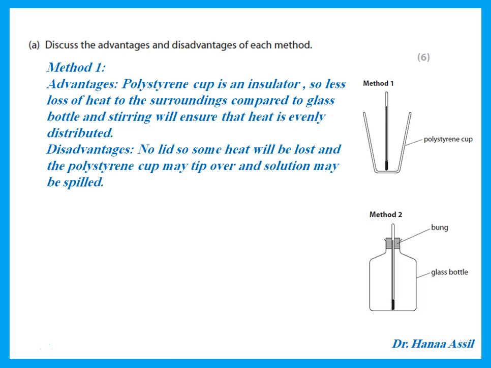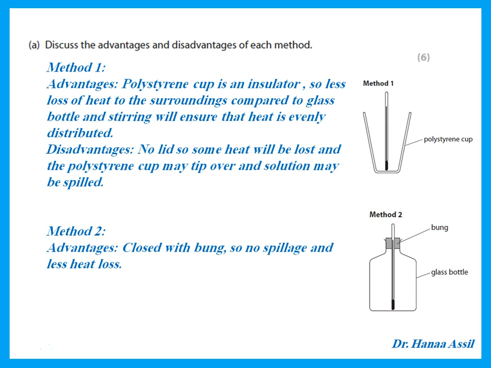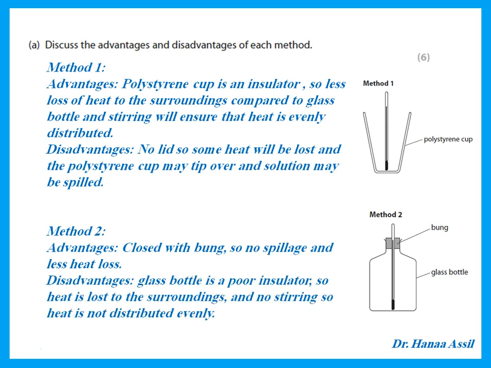What about method 2? Well, method 2, the advantage was that he closed it with a bung, so that's good. It will not spill out and there will be less loss of heat. But the disadvantage was he was using a glass bottle, and that allows loss of heat to the environment, and he did not stir the solution, so the heat is not distributed evenly.